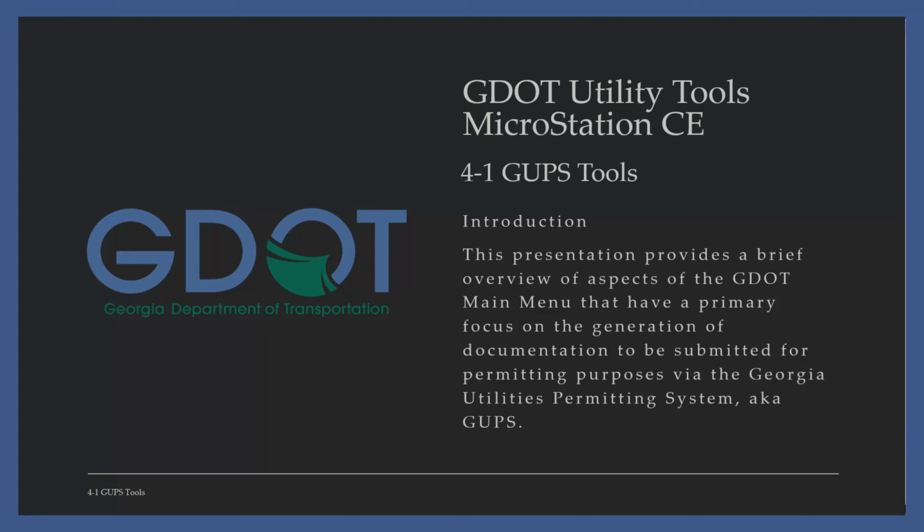This video coincides with Section 4-1 of the GDOT Utility Coordination Tools MicroStation Connect Edition document and provides a brief overview of aspects of the GDOT main menu that have a primary focus on the generation of documentation to be submitted for permitting purposes by the Georgia Utilities Permitting System, aka GUPS.